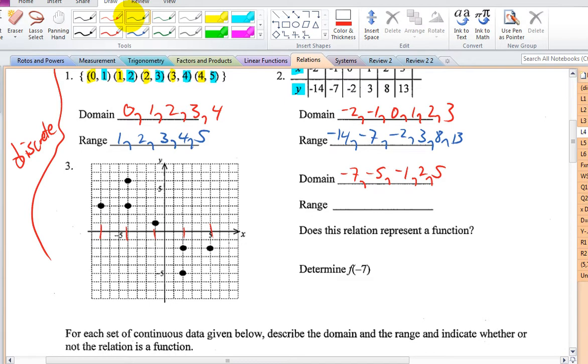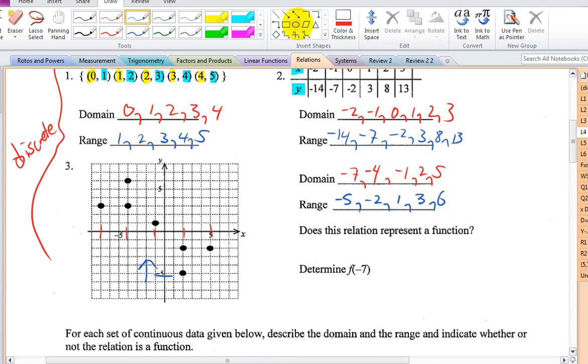Okay, then list your range values, which are your y values. Start on the bottom and work your way up. So for your range values, you start at -5, then you're at -2, then you're at +1, +3, +6. Okay?